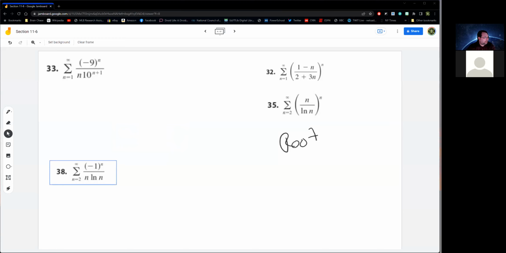Wait, so for 38, what test would we use again? We would use the comparison? Actually, 38, we're going to use the integral test. Oh, because of that ln? Yeah, and because of the 1 underneath it, it's 1 over n. So you'll easily be able to do a u substitution there.